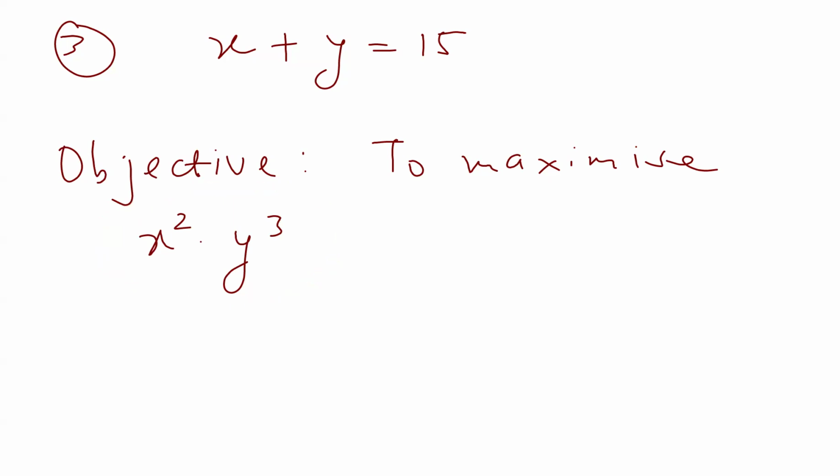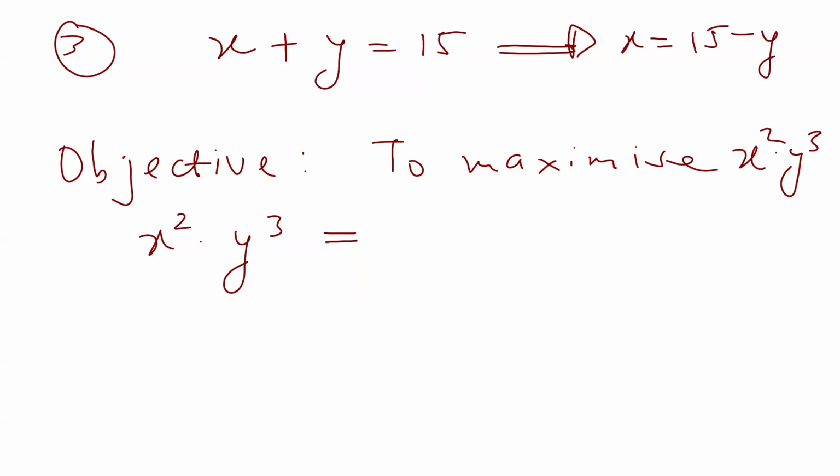Okay, so the value of this first I will calculate. We have to maximize x square into y cube. You can write x in terms of y or y in terms of x. For this problem, I want to keep this y cube as it is, so I'll change x. So what is x? 15 minus y. So x is 15 minus y.